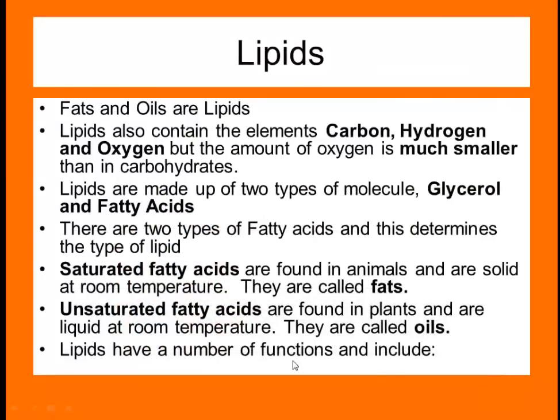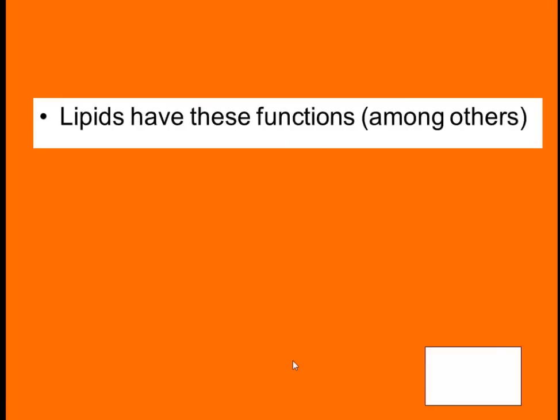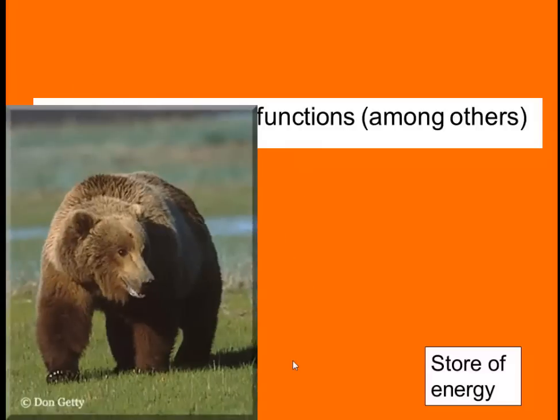Back to their functions. Large numbers of them, and they include a store of energy. They are fabulous for this. Absolutely fabulous. So they store much more energy per gram than carbohydrates or proteins. And so, when our grizzly bear is getting ready to hibernate, they will be at their largest body mass because they have stored up so much lipids.